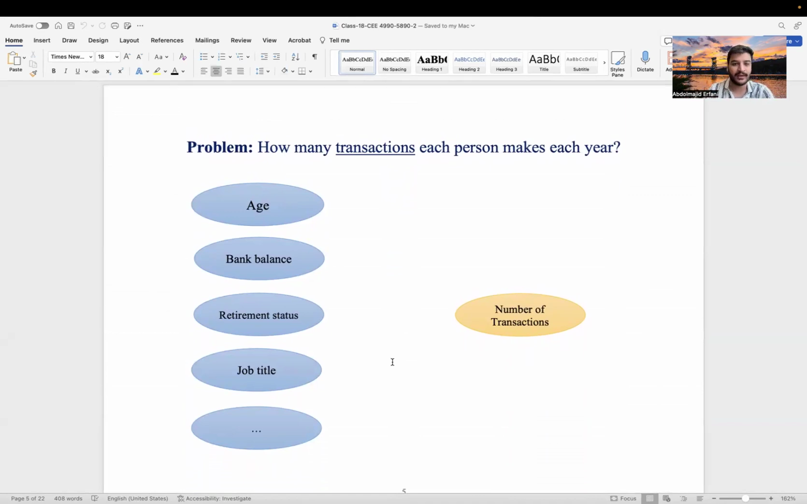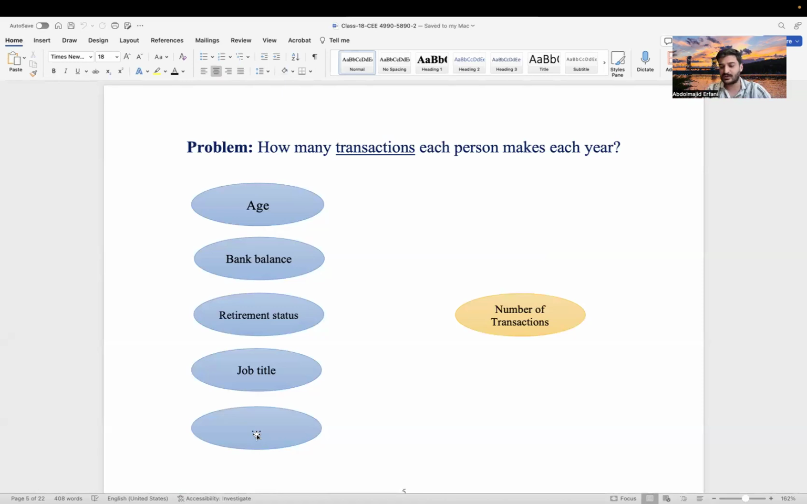So let's look at one problem. We discussed this problem also in the machine learning module. We have different people and their banking background information, from the example we discussed in the machine learning module. We want to see, based on the background of each person, how many bank transactions per account they make. If you recall from that example, we had the age of the person, how much money that person has in the account, the retirement status of the person, whether that person is working, what the job title is, and a lot of other information.